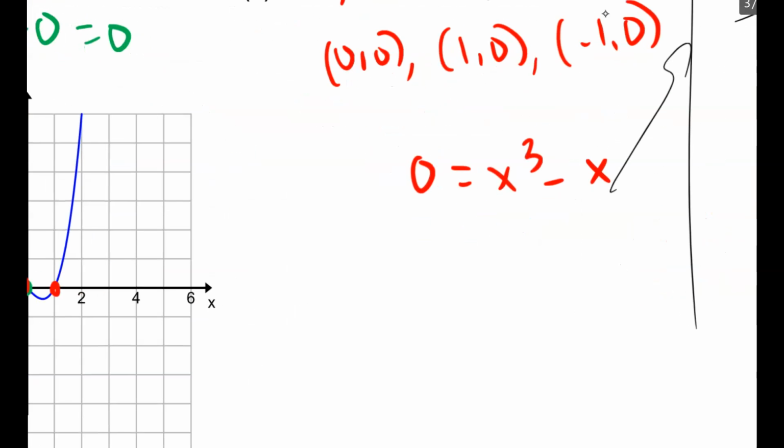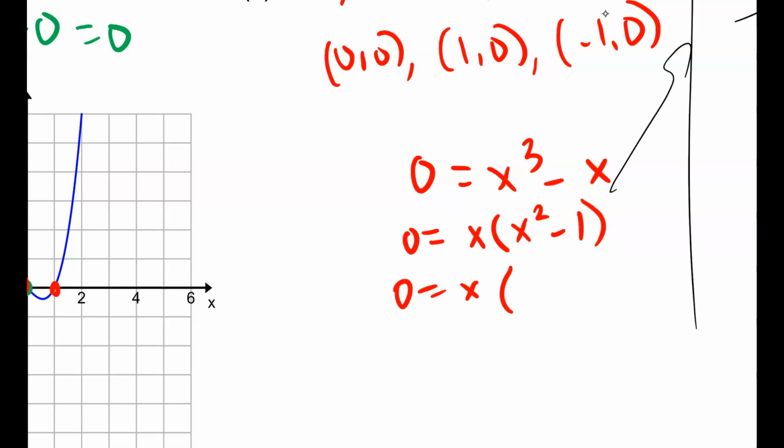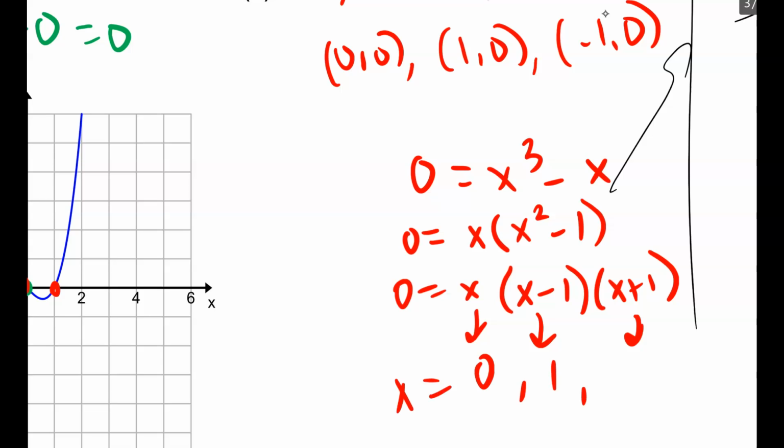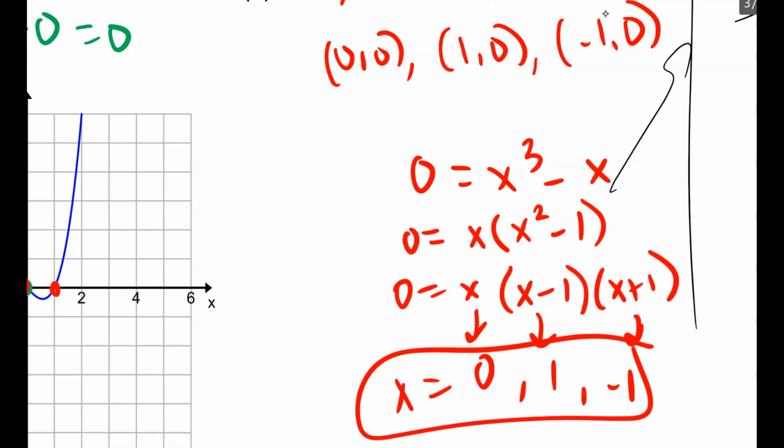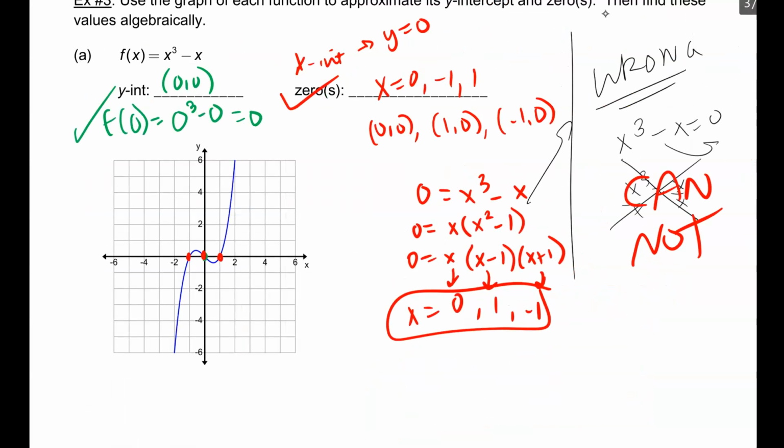The better way to do it is pull out the common factor. There's an x in both x cubed and x. So we get x times (x squared minus 1), and we can factor that further because this is a difference of squares. X squared minus 1 is the same as (x minus 1)(x plus 1). Then set each of your factors equal to 0. We find x is 0, 1, and -1. Okay, cool, so we confirmed our zeros.